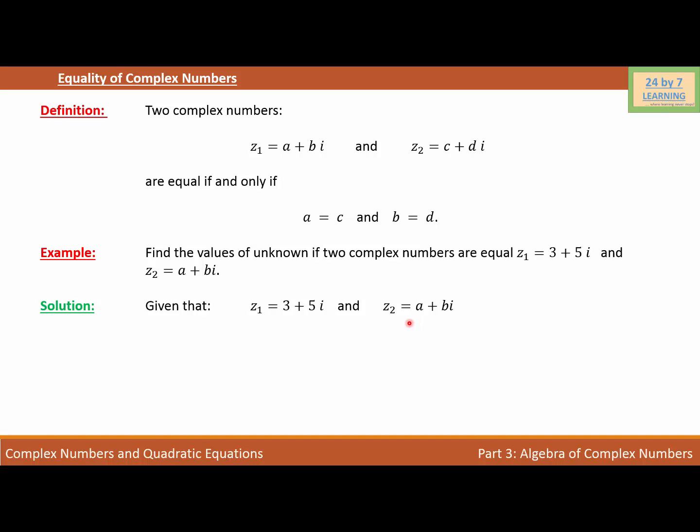If we do that, we will write Z1 is equal to Z2. So we will write 3 plus 5i is equal to a plus bi. And we got it from here and here. If we compare both the right and the left hand side, we will write a is equal to 3 and b is equal to 5. And this is how we will use the equality of complex numbers to solve problems.